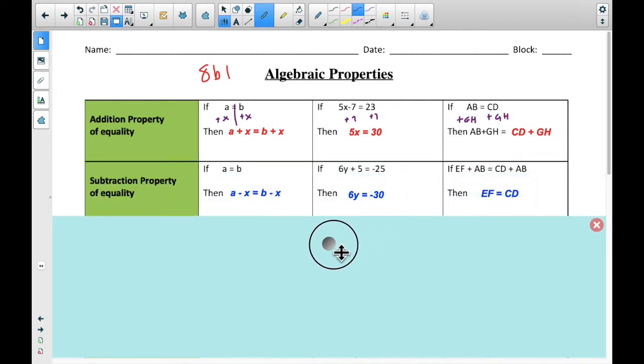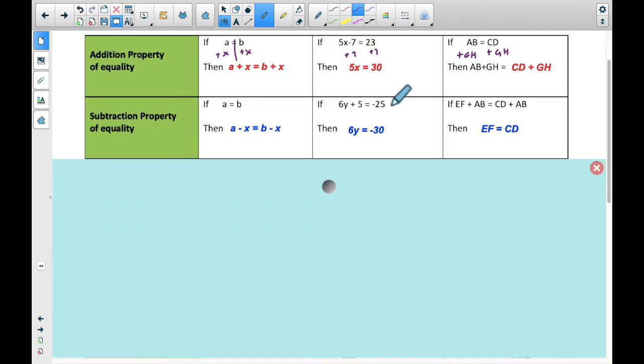Let's look at the next property. Same basic concept. Just like we can add something to both sides, we can also subtract something from both sides. So A minus x is equal to B minus x. If A equals B, then this can also be true. And so again, algebraically, what we do is we're going to subtract 5 from both sides. And when we subtract 5 from both sides, we get 6y is equal to negative 30.